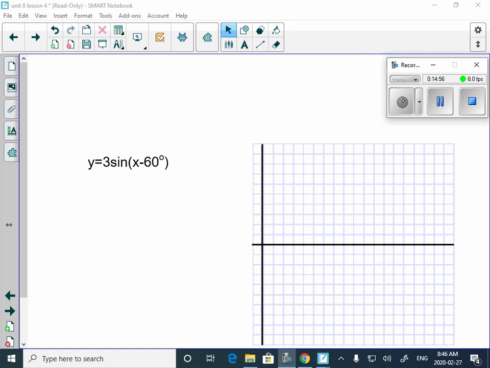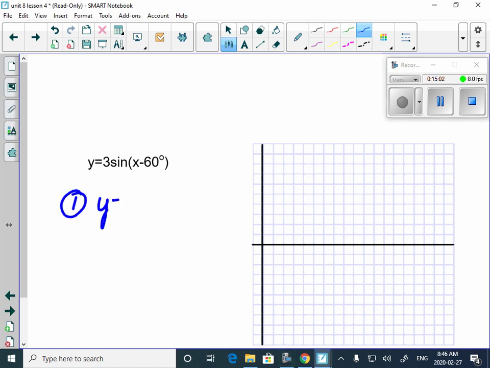y equals 3 sine x minus 60. So my thought process is the same. My parent function is y equals sine x. I am going to set this up knowing that sine starts at 0, 0. It has an amplitude of 1 and it does a complete cycle in 360 degrees. So I'm going to make the same markings, 90, 180, 270, 360. My curve goes from mid to maximum, to mid, to minimum, back to mid. And that is y equals sine x.